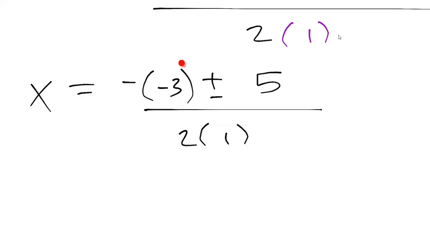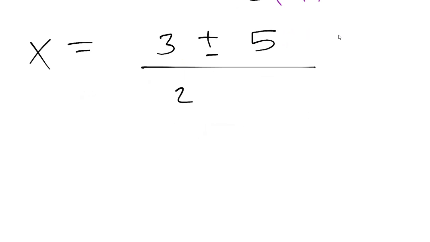A negative is really like saying -1 times something, so a negative always makes it positive. So -3 is +3. 2 times 1 is just 2. Sweet. So now I have two equations in the form of one fraction. Those two equations are based off the plus and the minus. So my two equations are the following.